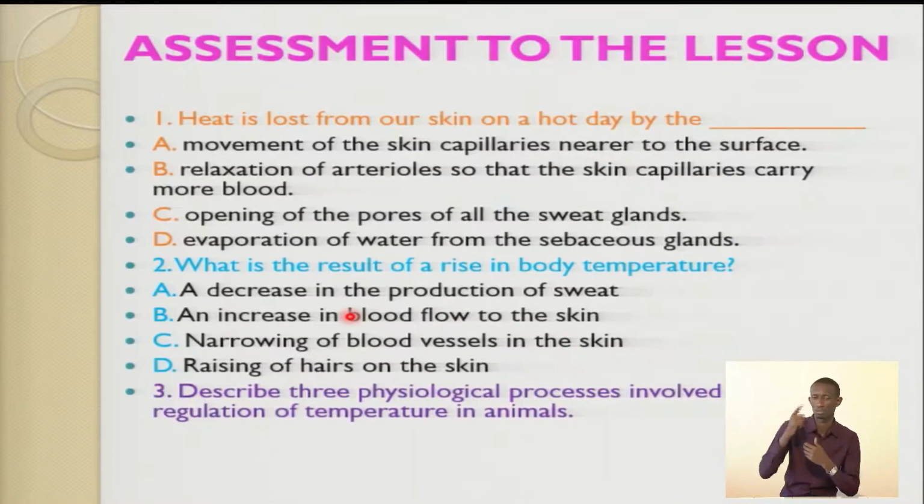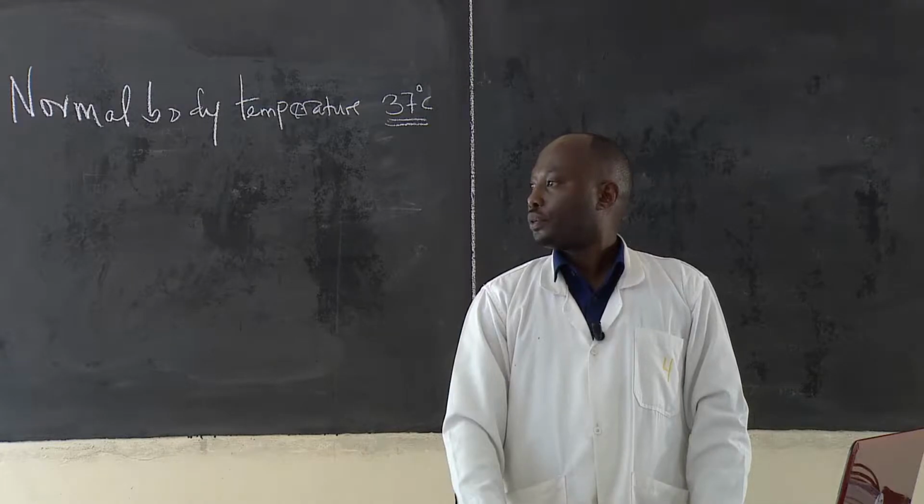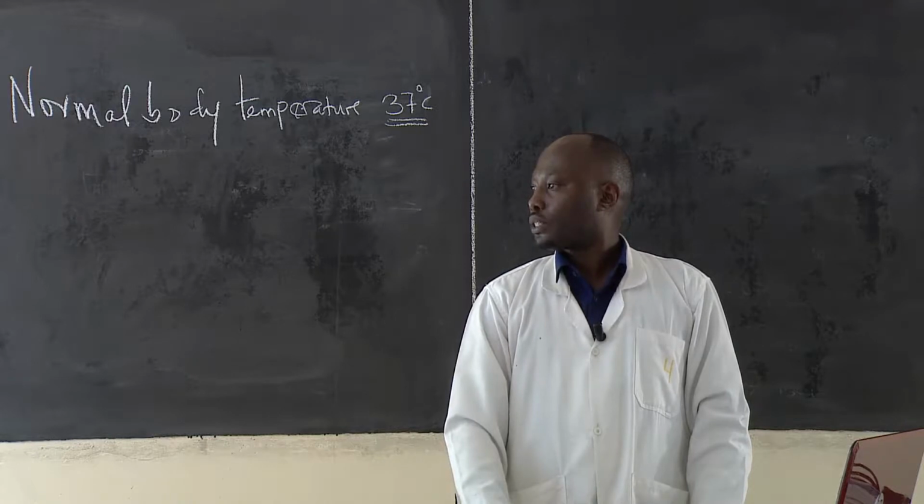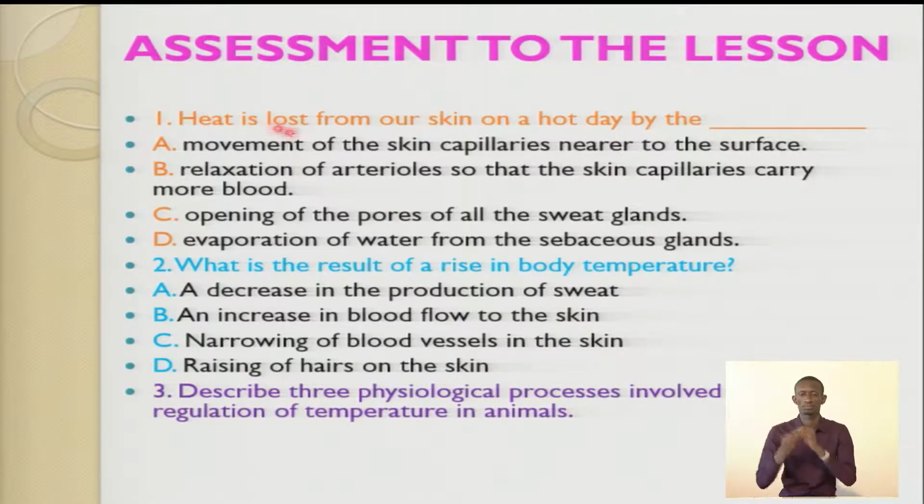So let's go through the home activity, the assignment for the lesson. I left you almost three questions. Number 1, heat is lost from our skin on a hot day by: A, movement of the skin capillaries near to the surface; B, relaxation of the arterioles so that the skin capillaries carry more blood; C, opening of the pores of all sweat glands; D, evaporation of water from sebaceous glands.